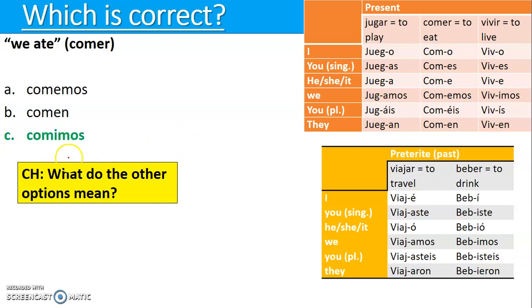We ate is going to be comimos. And then this one here, comen, it's this one here, so you've already got it for you. It's they eat. And then comemos is we eat, because it's this ending here. You bought. Pause the video.